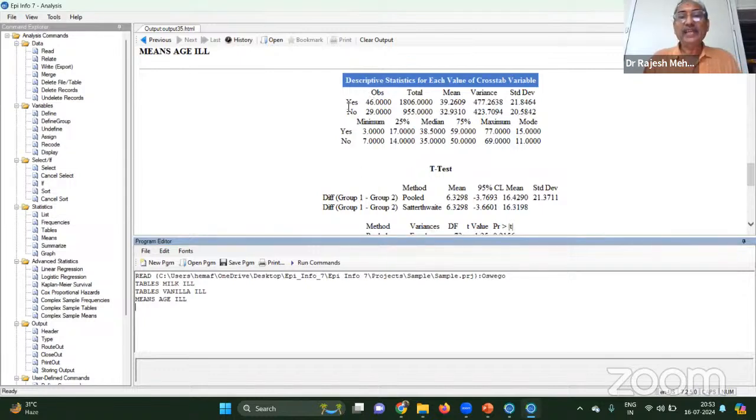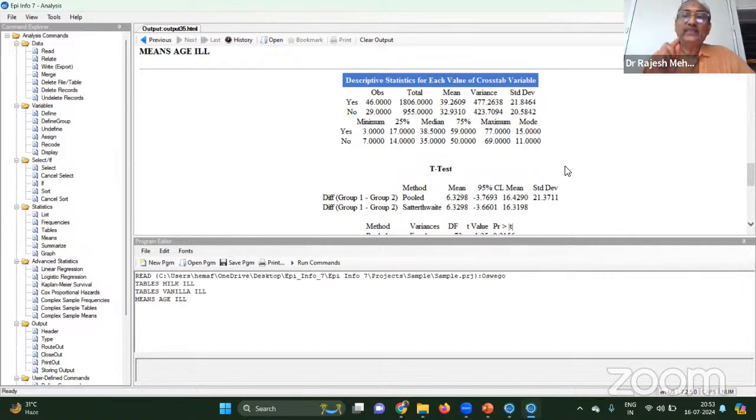Here you can say that yes, those who are falling ill, their mean age was 39 years. Here you get a variance, that is the square of standard deviation. You also get a range, that is minimum 3 and maximum 77 years. You also get percentiles: 25th percentile, 75th percentile, median that is the 50th percentile. You also get the mode. This you get automatically.